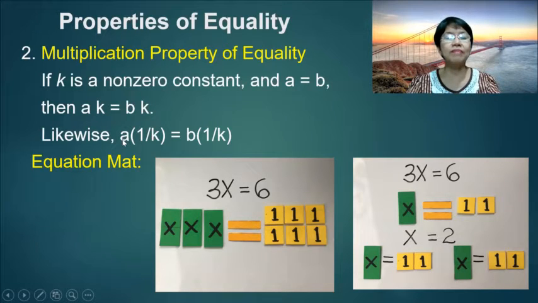Using the equation mat, let us illustrate this property. 3x is equal to 6. So we have 3 x tiles and 6 unit tiles on the right side. And then we divide both sides by 3 to isolate x. So the resulting equation is x is equal to 2.